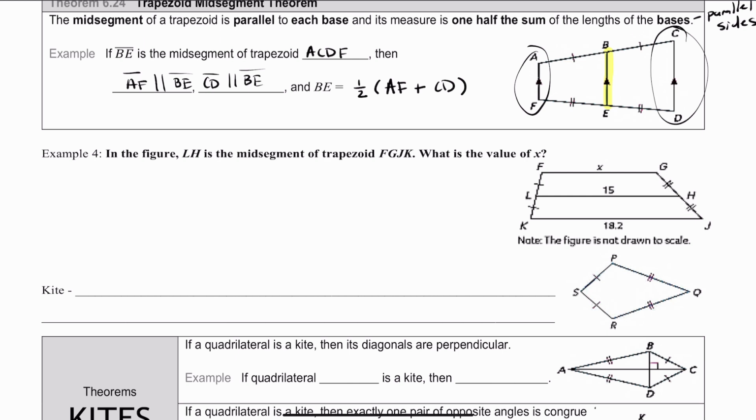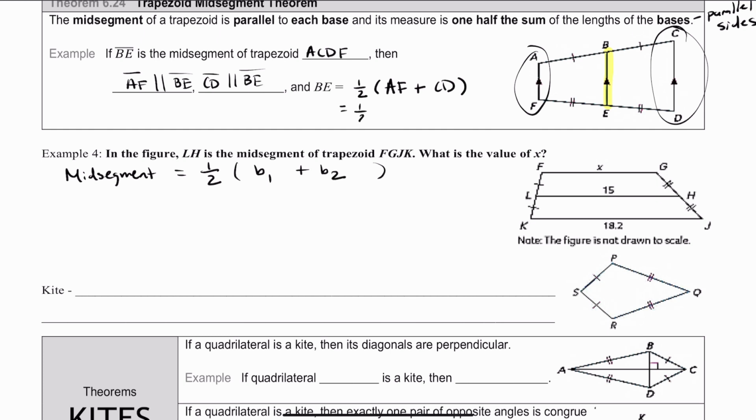In the figure, LH is the mid-segment of trapezoid FGJK. What is the value of X? So I'm going to use my formula. The mid-segment is equal to 1/2 of the base 1 plus base 2.